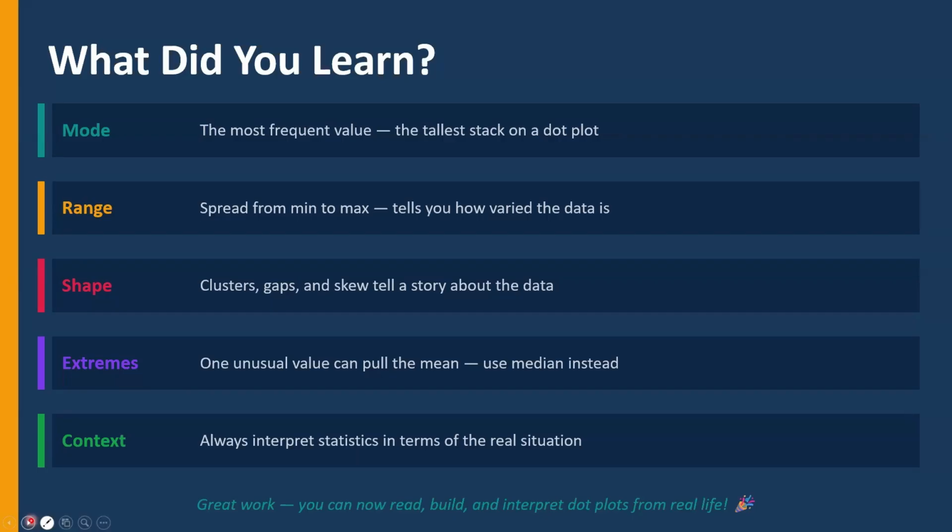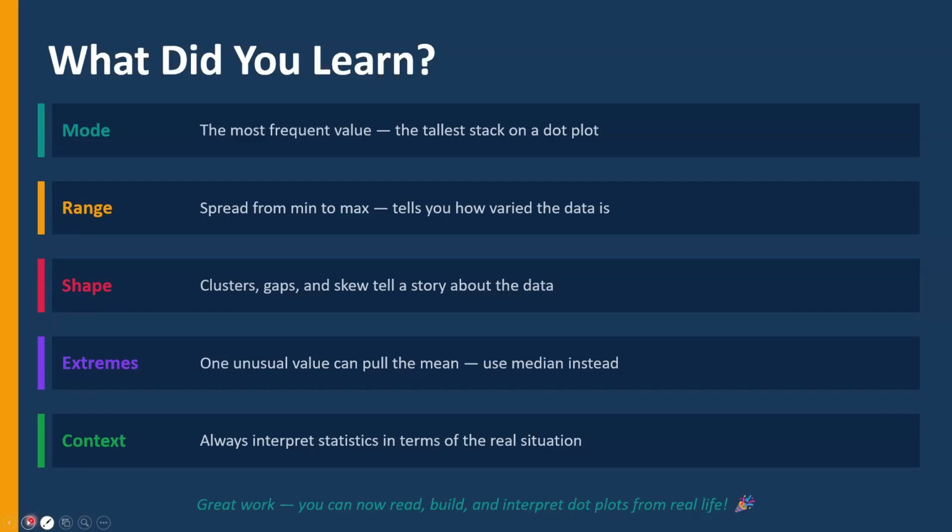So let's take a moment to reflect on what we have learned today. First is the mode. We learned that the mode is the most frequent value on a dot plot. It is the tallest stack. That helps us quickly see what's most common. Second is the range. We also looked at the range, which tells us how spread out the data is, from the smallest value to the largest. This helps us understand variation.